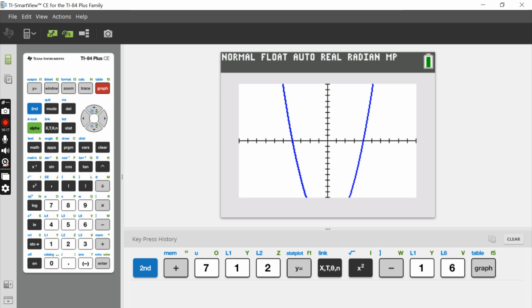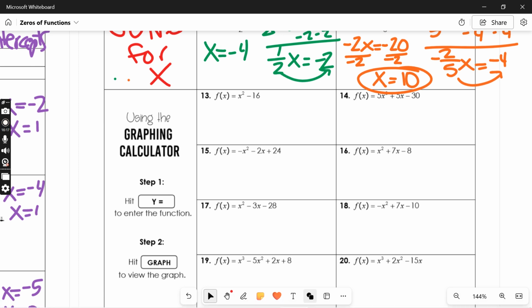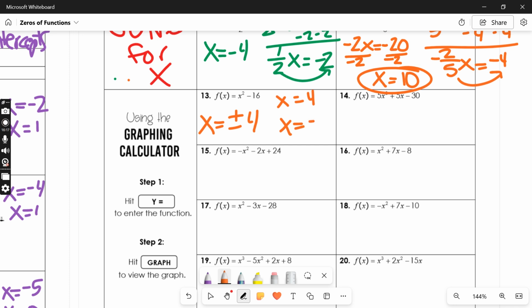I'm looking for where this crosses the x-axis, just like I was on those first few problems. So it looks like this crosses at positive 4 and negative 4. So I'm going to say x equals, you could put plus and minus 4 for positive and negative 4, or you can write them both out. You could say x equals 4, x equals negative 4. Either way you want to answer this, they're both correct.